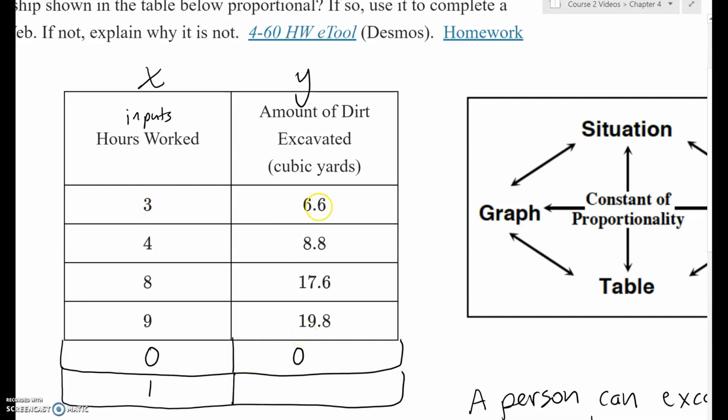So 3 hours is 6 6/10. If we divide this by 3, that's going to be 2 2/10 cubic feet per hour. If we times that by 4, for 4 hours, do we get 8.8? Yeah. So every hour it increases by this consistent rate. This is very important. This is going to be our constant of proportionality. It's our unit rate. Every time we dig for another hour, we dig up 2 2/10 cubic yards. Another hour, 2 2/10. Another hour, 2 2/10.